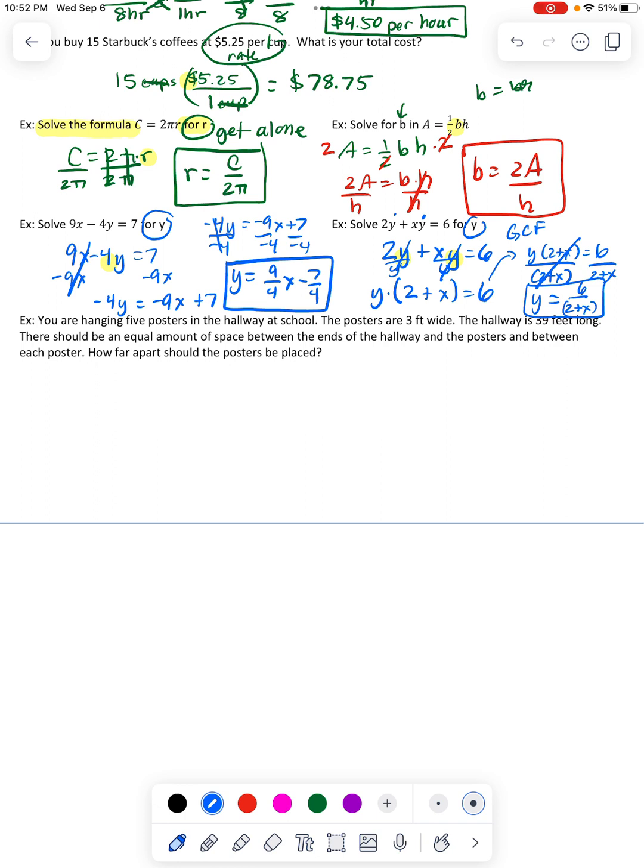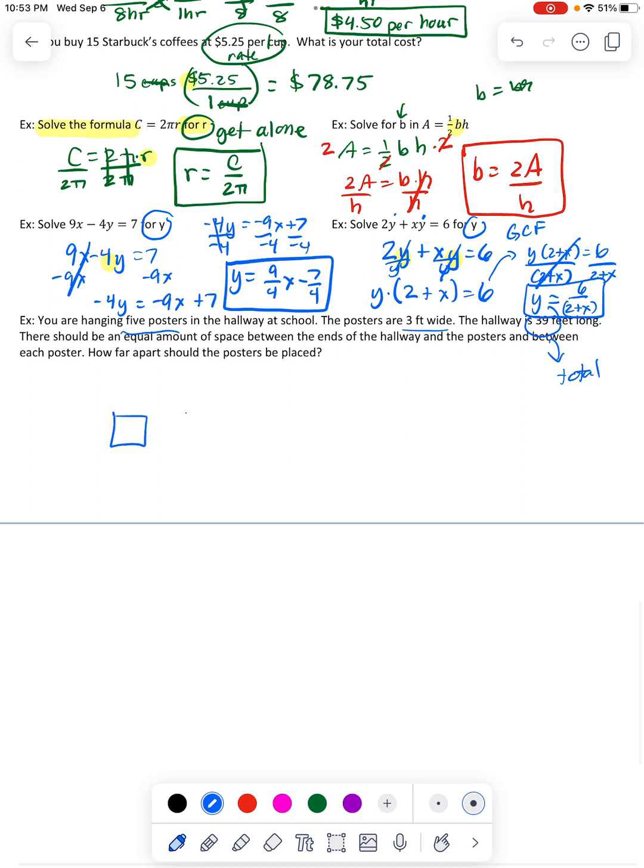So you are hanging 5 posters in the hallway at school. They are 3 feet wide. The hallway is 39 feet long. That's a total. Keep in mind, that's my total. And then there should be an equal amount of space between the ends of the hallway and the posters and between the posters. Oof, okay.